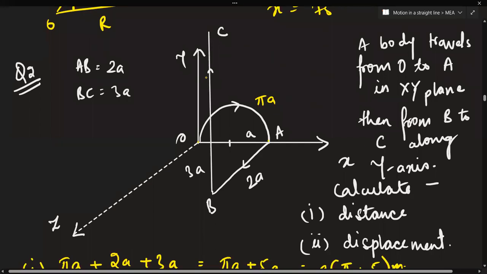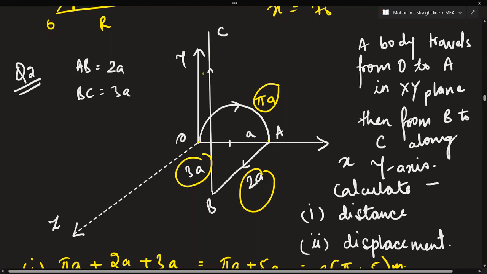Now you are asked to calculate the distance. You are asked to calculate the displacement. See, distance will be what? For a semicircle, the perimeter is what? Pi r. 2 pi r is for a circle, so for a semicircle it will be pi r only. So if the radius is a, this part will be pi a. Then pi a plus 2a. See what all things you'll add up: pi a plus this 2a plus this 3a. All these three quantities getting added will give you the distance.